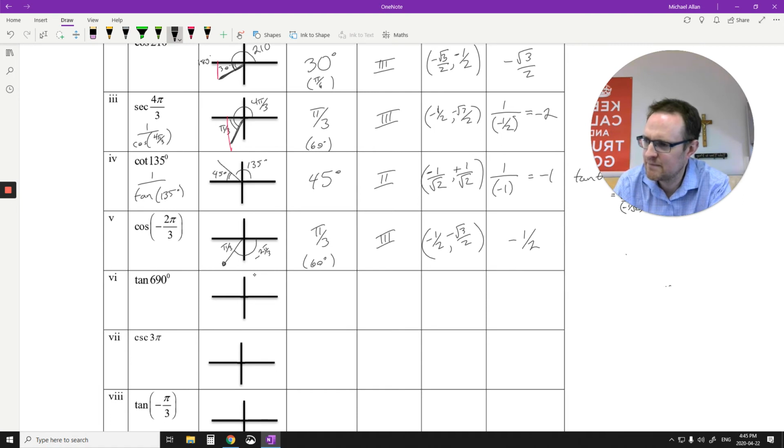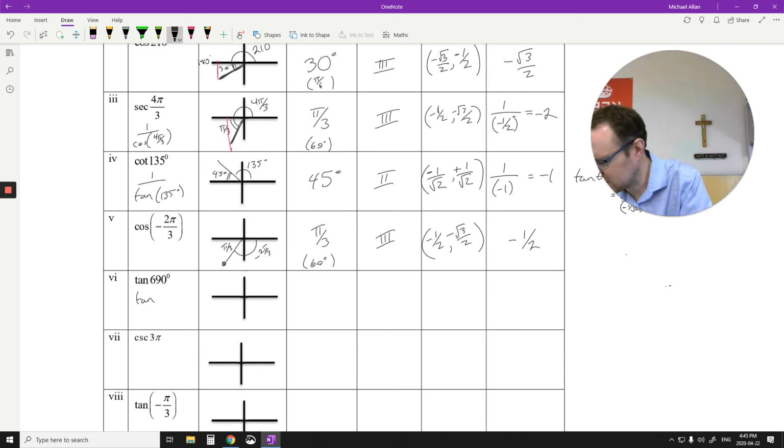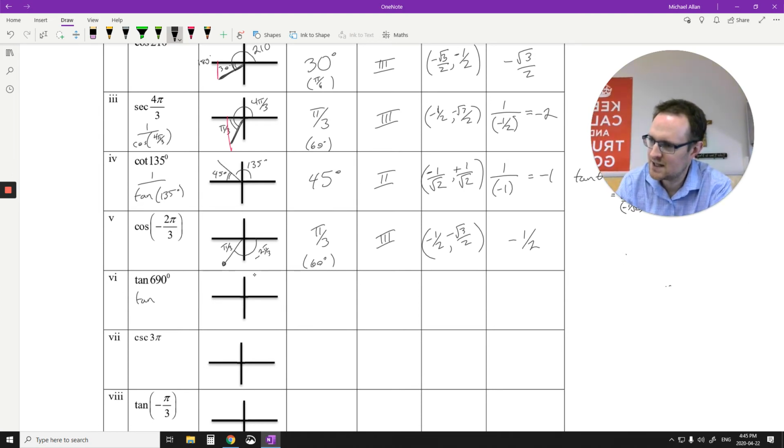So tan. Now to be coterminal, if you land in the same quadrant, on the same arm, then you have the same ratio. So I'm just going to find a coterminal angle to tan 690. I'm going to subtract 360 from that. I'm going to get 330 instead. Okay, so I'm going to draw 330. So there's 330. The reference angle is 30 degrees.